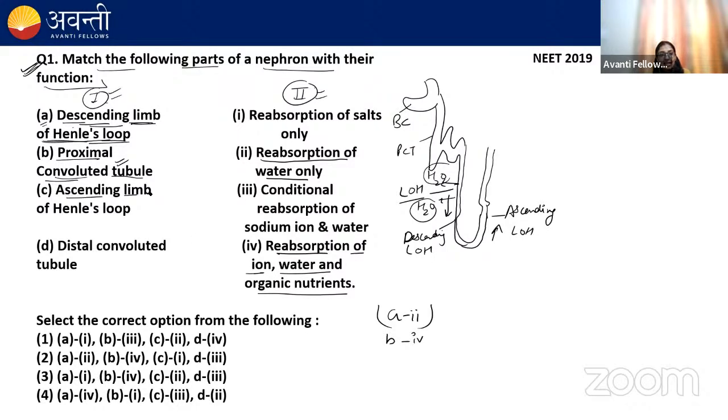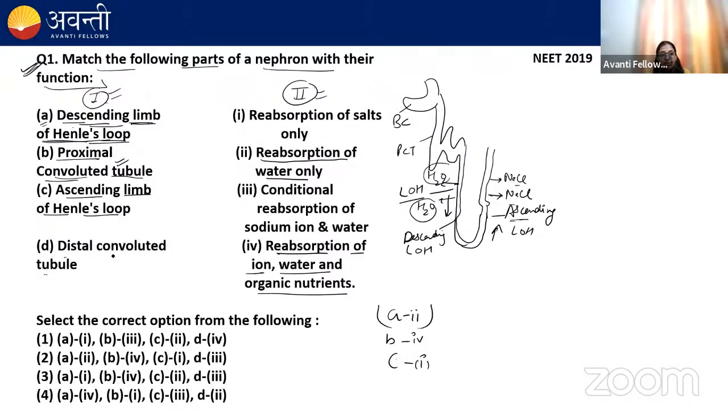C says ascending limb of Henle loop. In the ascending limb, only salt reabsorption like NaCl takes place, only salt. Water will not be reabsorbed from the ascending limb of loop of Henle. So C would be first.